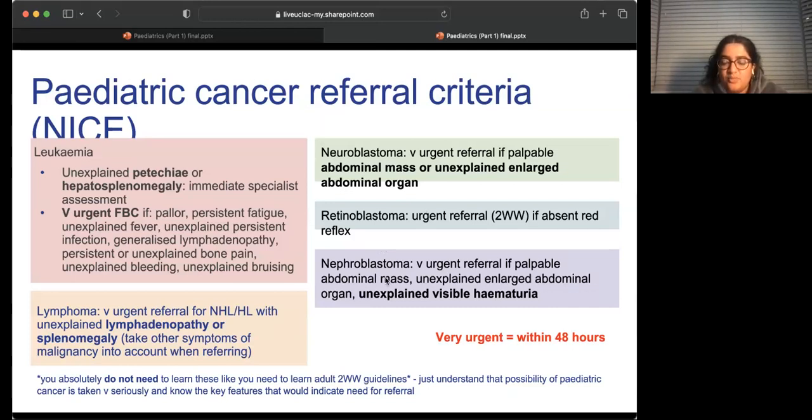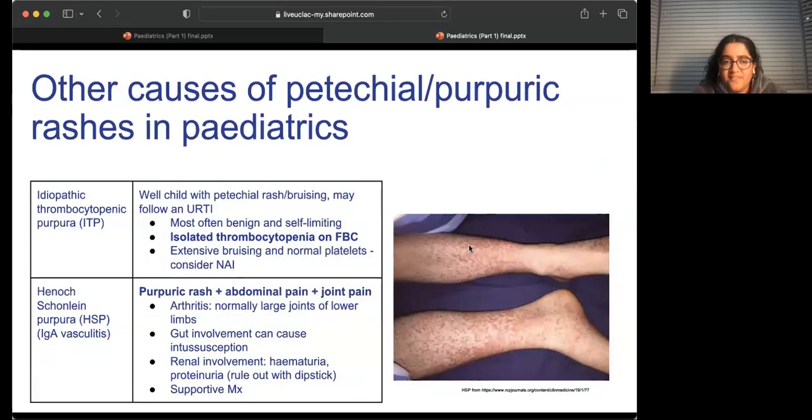And then nephroblastoma, so like I said, unexplained visible hematuria is really important, and it's sometimes neglected, forgotten about because everyone remembers this really big mass associated with it. Yeah. And then briefly, other causes of petechial or purpuric rashes. So ITP, this is very similar in children as it is in adults, but the only thing to remember is that ITP in children is usually very benign and self-limiting. You don't need to give them steroids or any medication really.